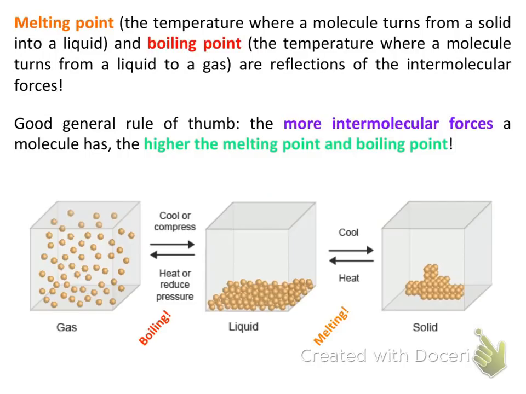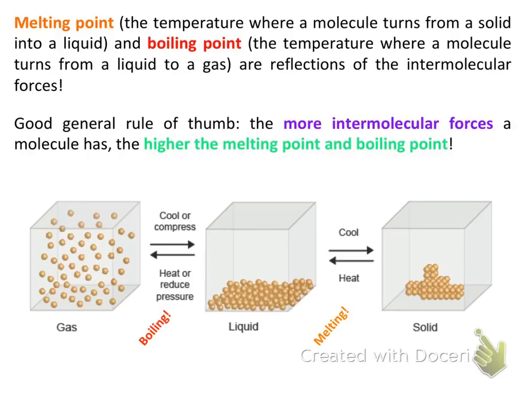Melting points, aka the temperatures where molecules turn from a solid into a liquid, and boiling points, the temperatures where molecules turn from a liquid to a gas, are actually reflections of the intermolecular forces. To go back to our familiar example, the melting point of ice is 0 degrees Celsius. The boiling point of water, where it goes from a liquid to a gas, is 100 degrees Celsius.